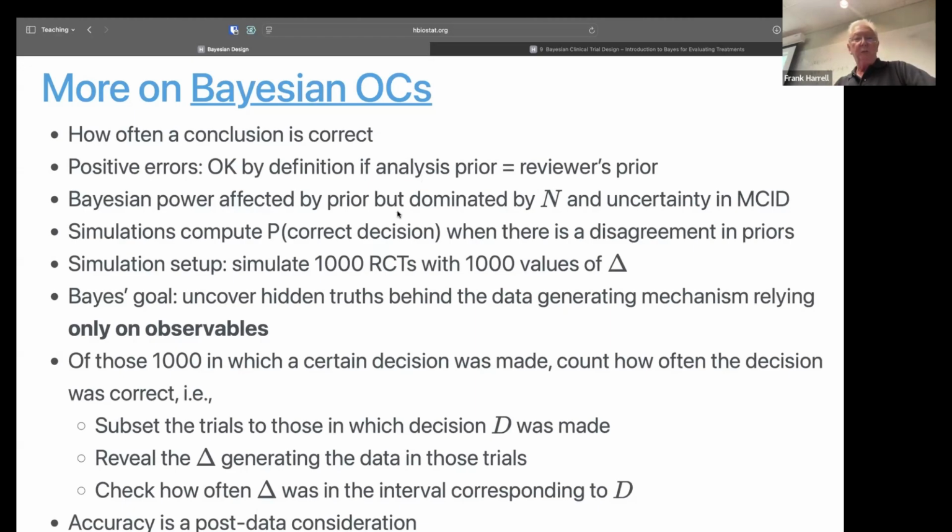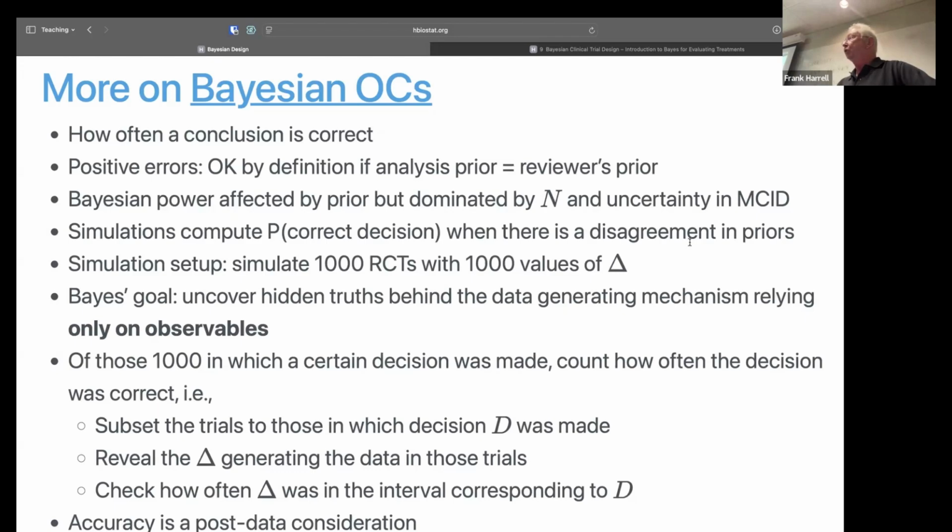The Bayesian power is affected by the prior, but is dominated by the sample size and the uncertainty in the minimum clinically important difference. And so the only interesting simulation to do, the only interesting Bayesian operating characteristic to calculate, is what happens to the probability of your decision being correct when there's a disagreement in the priors. So that's where we need to spend all of our effort.